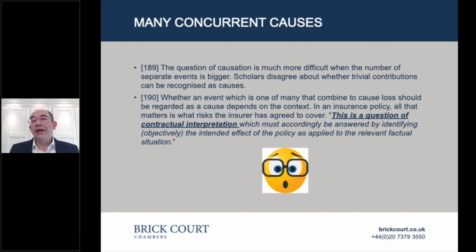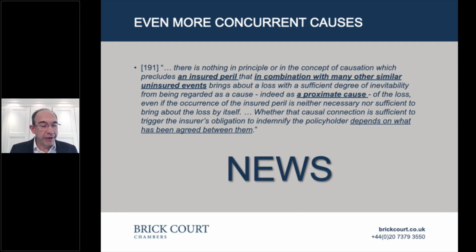And if we turn the slide, we've got the next paragraph of the judgment, in which they say there's nothing in principle or in the concept of causation which precludes an insured peril that, in combination with many other similar uninsured events, brings about a loss with sufficient degree of inevitability from being regarded as a cause, indeed a proximate cause of the loss, even if the occurrence of the insured peril is neither necessary nor sufficient to bring about the loss by itself. And whether that causal connection is sufficient depends on what has been agreed between them.